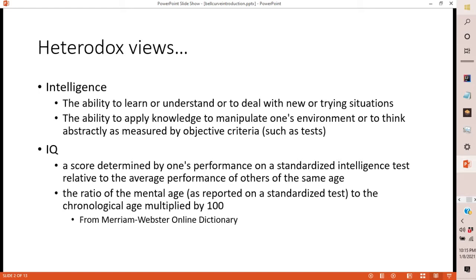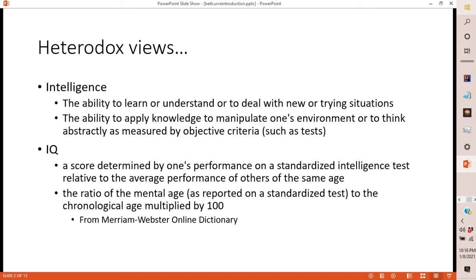So we start off with some definitions here. Intelligence: the ability to learn or understand or to deal with new or trying situations. Another definition: the ability to apply knowledge to manipulate one's environment or to think abstractly as measured by objective criteria such as tests. I believe I got these just from the Merriam-Webster online dictionary.